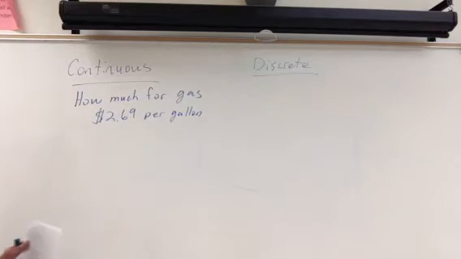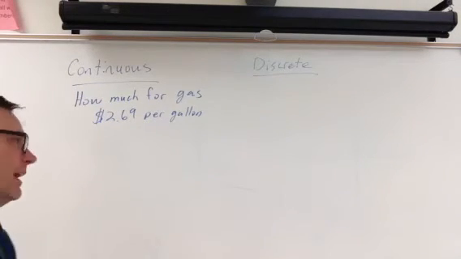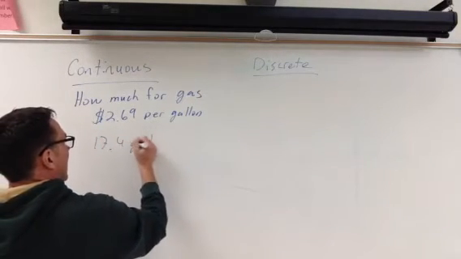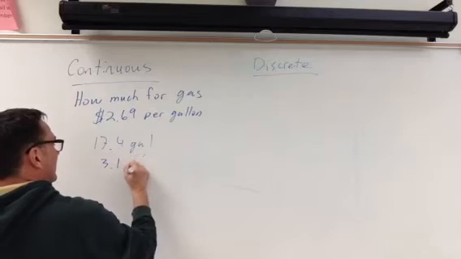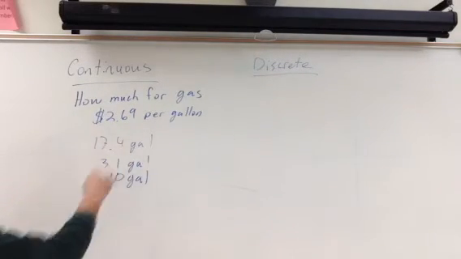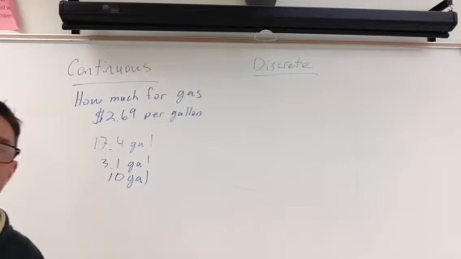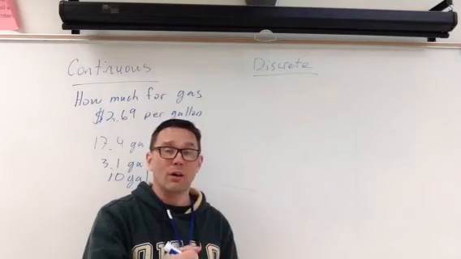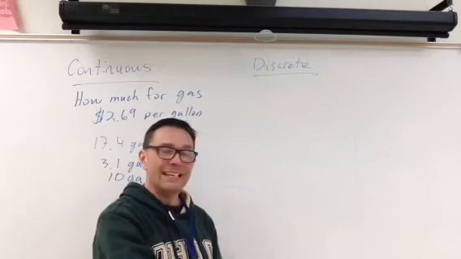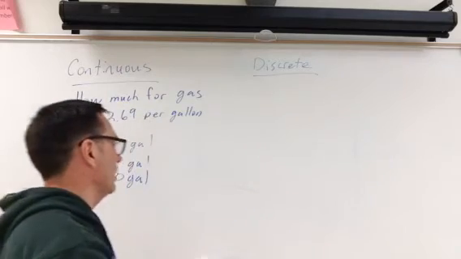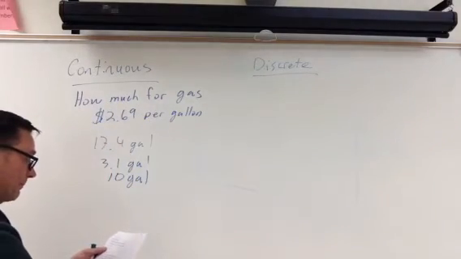Now the reason why it's continuous is because I can buy different fractions of gasoline. I can buy 17.4 gallons. I can buy 3.1 gallons. I can buy 10 gallons. I can buy all these different increments. How we purchase gas at the gas pump is, it just flows out. When you're pumping gas, it's continuously running out, and you see the price keep going up and up.